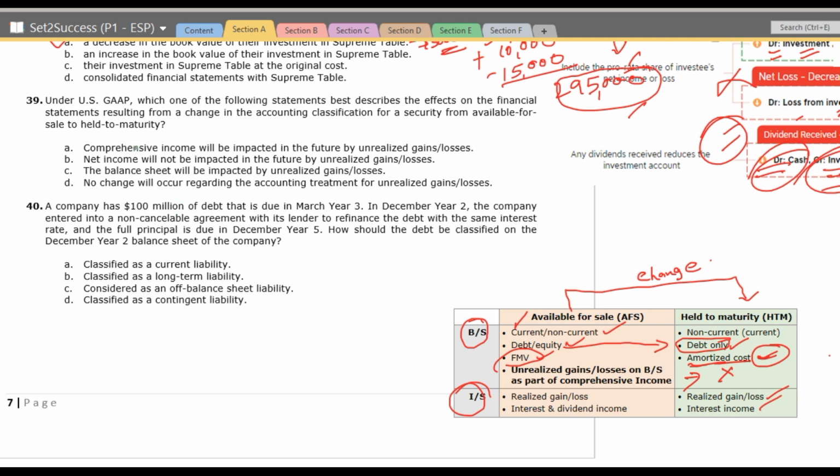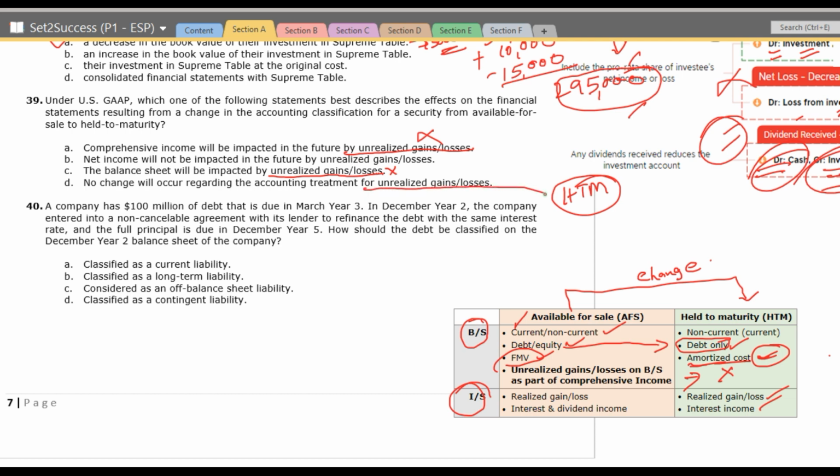That is, realized gains and losses go to the income statement, and interest income also goes to the income statement. So let us see comprehensive income. Now we are in held to maturity security. We are not in available for sale security. So comprehensive income would be impacted in the future by unrealized gains and losses. In held to maturity securities, we don't have any unrealized gains and losses. The balance sheet will be impacted by unrealized gains and losses. How is the balance sheet going to be impacted? Because in held to maturity securities we don't have any unrealized gains and losses. No change will occur regarding the accounting treatment for unrealized gains and losses.